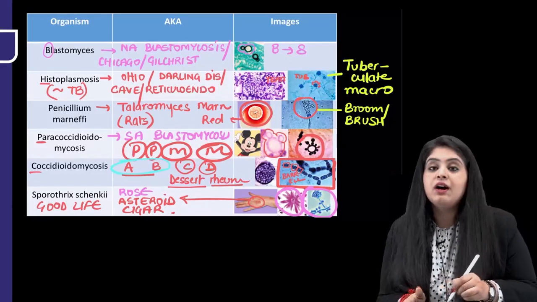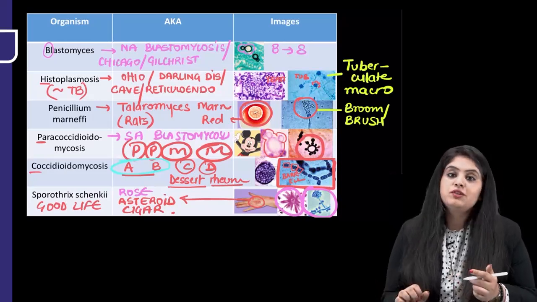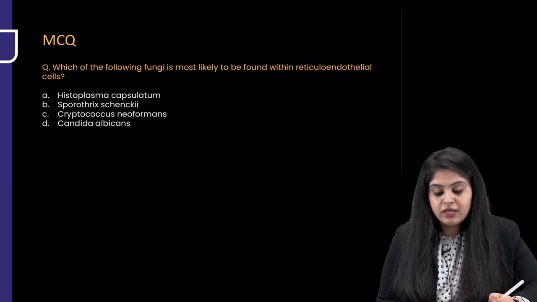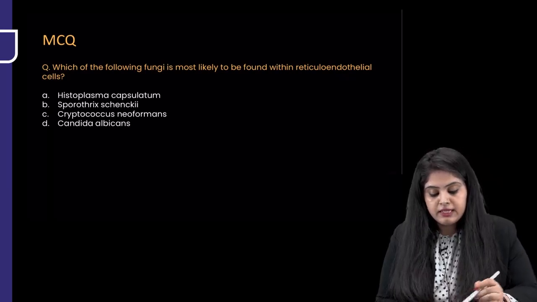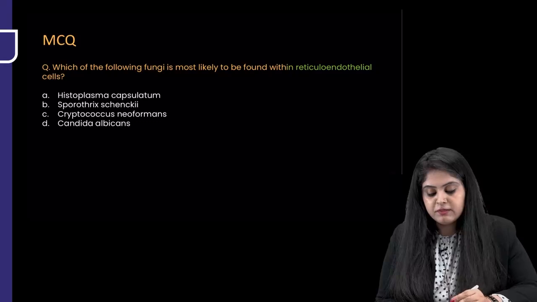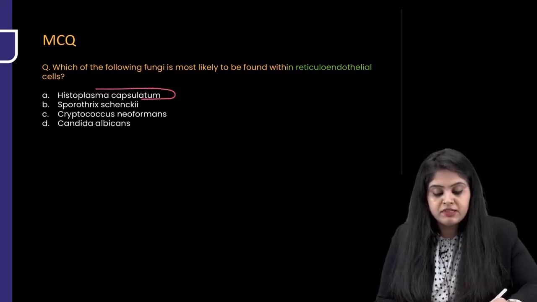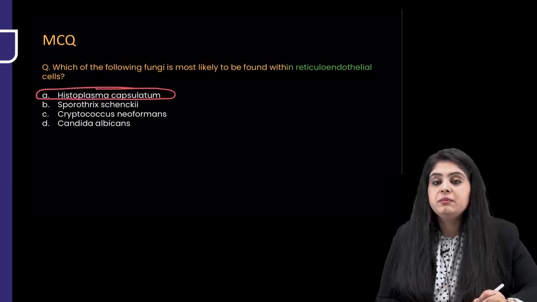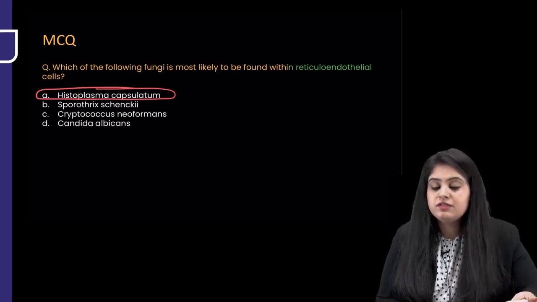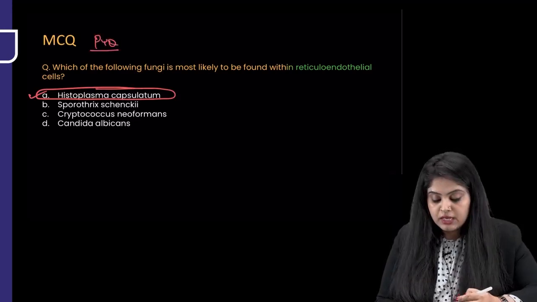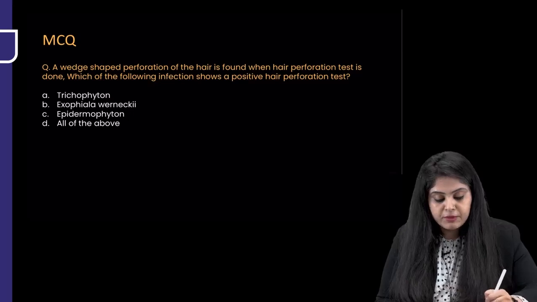Having said that, I think we are ready to practice a few questions on the dimorphic fungus. So let's begin with the first one. Which of the following fungal organisms is most likely to be found in the reticuloendothelial system? Reticuloendothelial cells. Which was that one where I showed you a picture? I think everyone remembers that is going to be the famous histoplasma. Remember, it is known as Ohio's disease or Darling's disease or reticuloendotheliosis, also known as the bird and bat, cave's disease, right? I told you that time also, it's one of the most frequently asked questions.